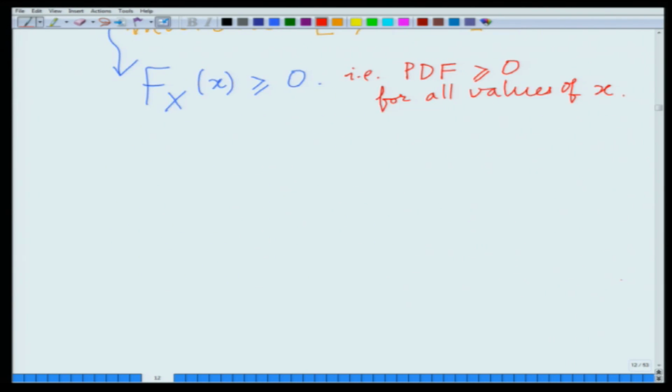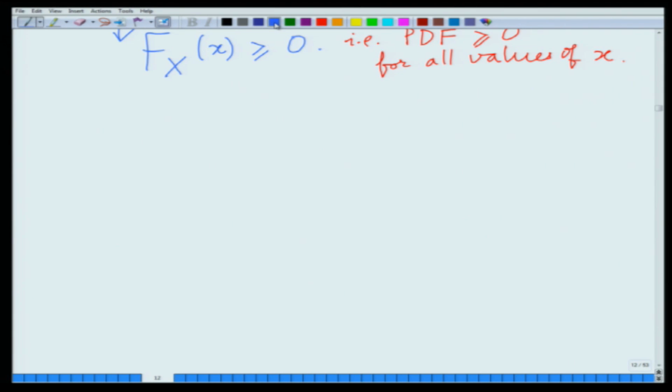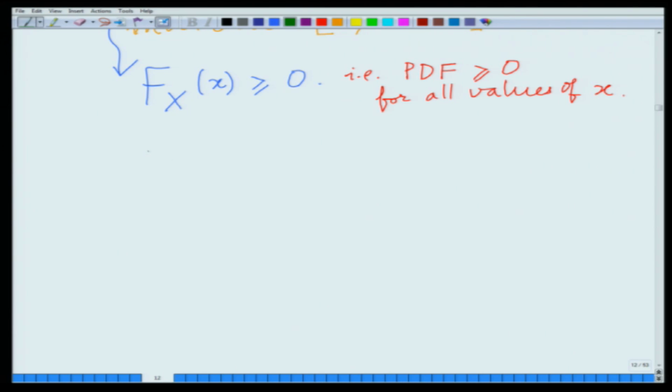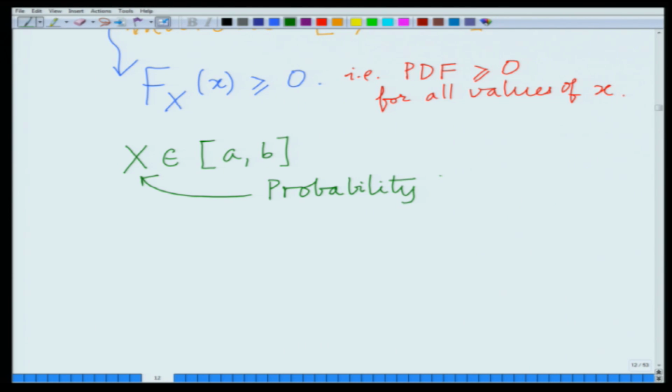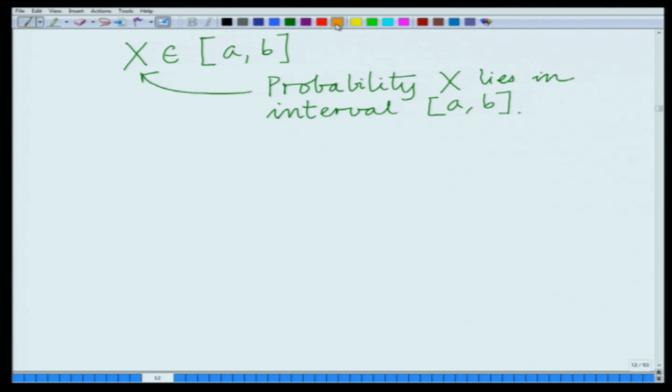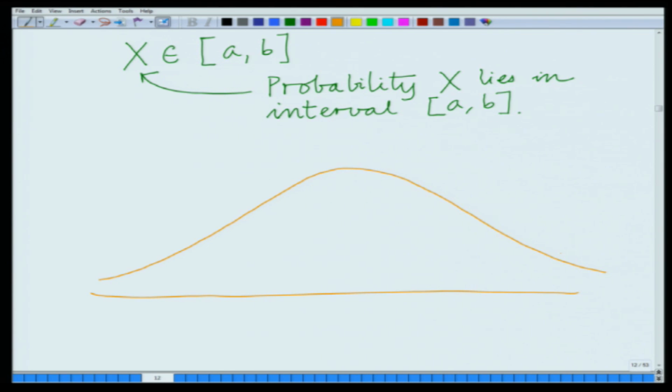Also, this naturally means that now the probability that x lies in an interval, if we consider any interval a b, the probability that x lies in this interval a b is basically, if you look at the probability density function again, this is the probability density function f of x, and now let us say I am considering this interval between two points a and b.